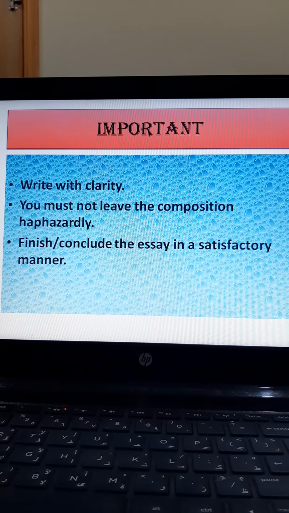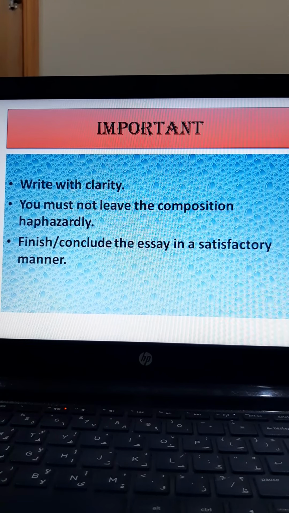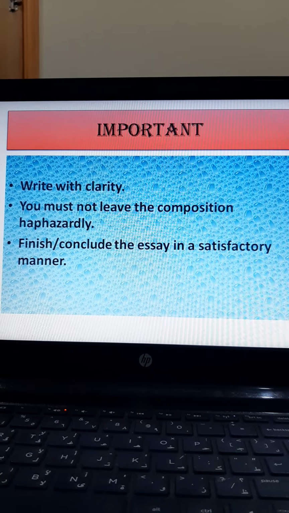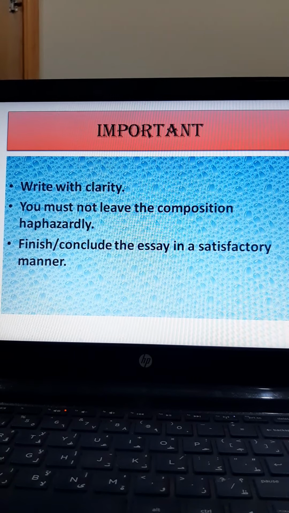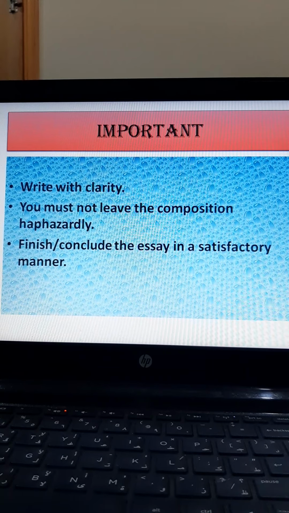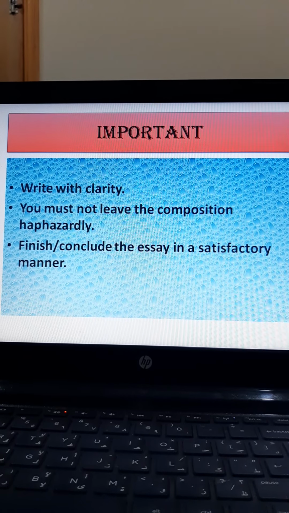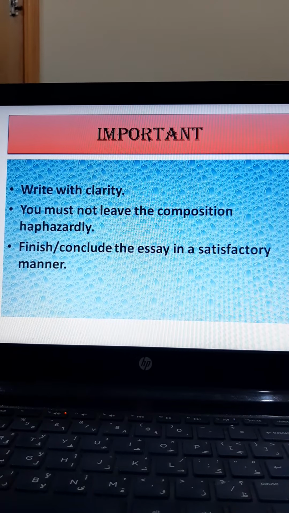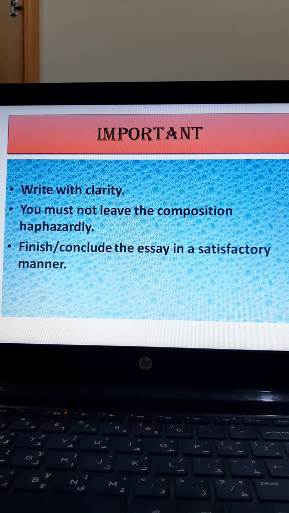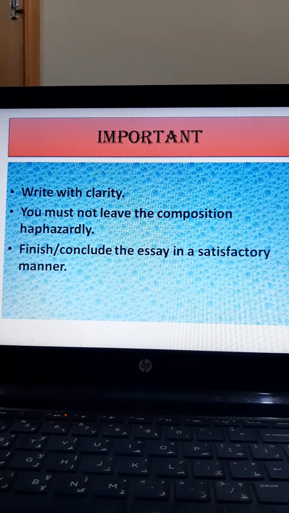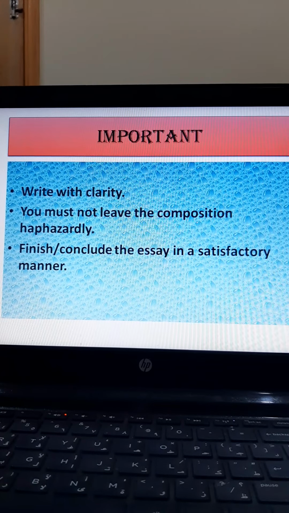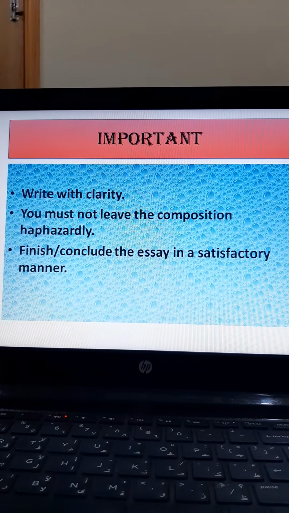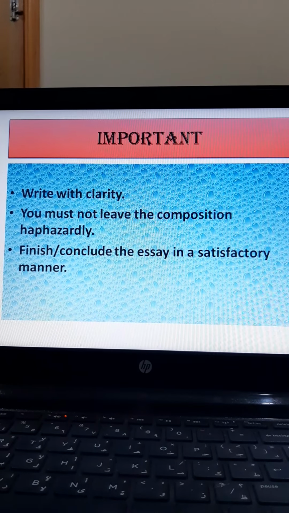The ending of your essay should be satisfactory, because the ending or the conclusion of an essay is as important as the beginning. It's no less important. Sometimes it happens that students begin their composition quite well, quite impressively rather, but then somewhere they tend to lose their focus. Hence my point is that the ending should be as convincing as the beginning is.